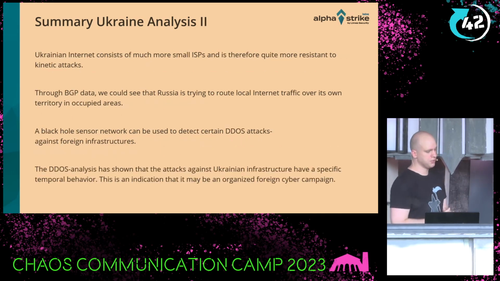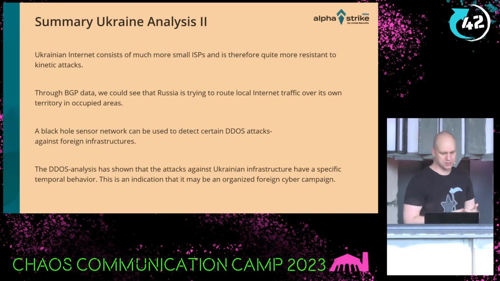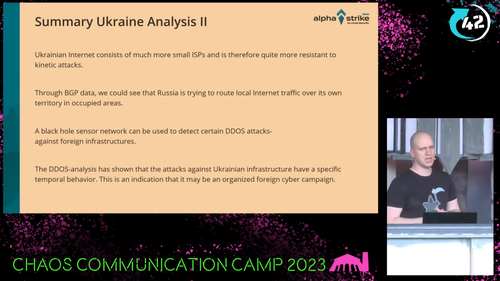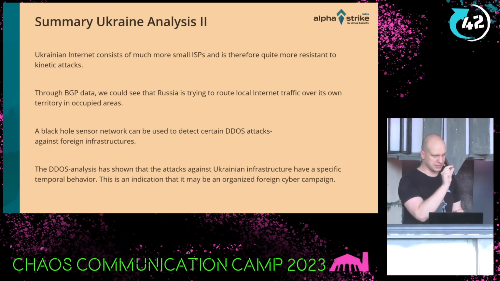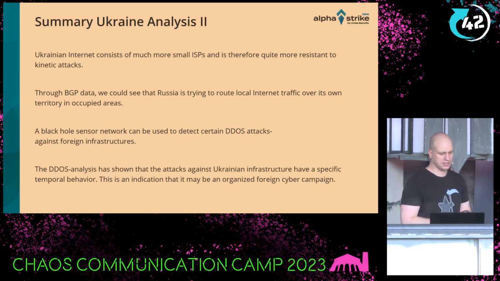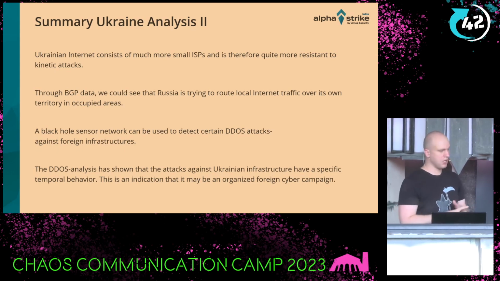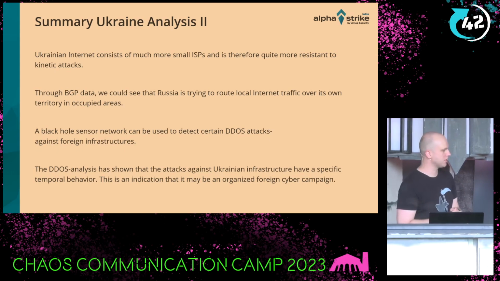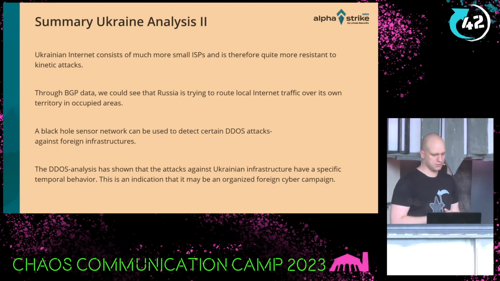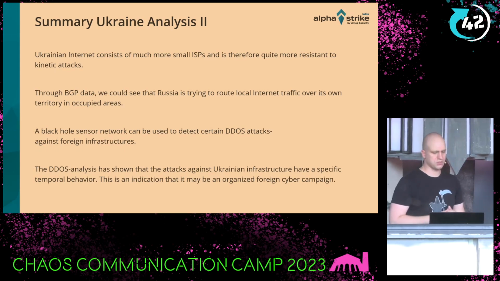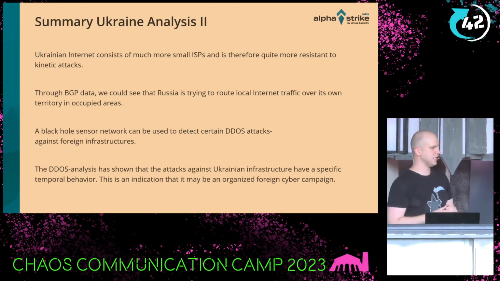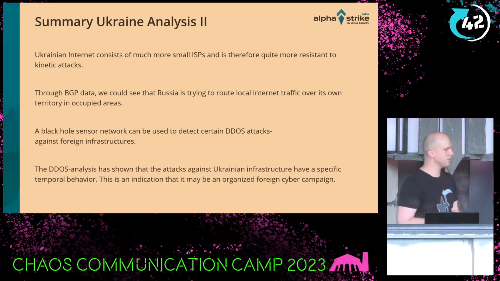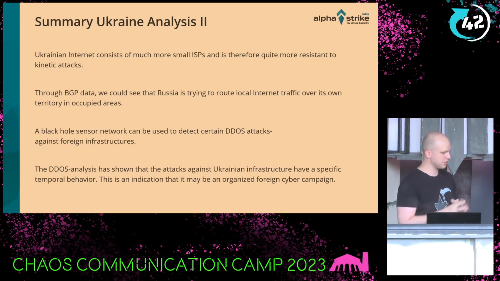We have also learned that the Ukrainian internet consists of many more small ISPs compared to Germany. They are much more resilient because more than 50% of the end clients are served by very small ISPs that each serve less than 1% of all clients. We can use the BGP data to understand who is trying to capture critical infrastructure, especially communication infrastructure, and to route traffic through their own country, for censorship for instance. And we have also learned that we can use the blackhole sensor network to understand who is the victim in the Ukraine for a certain type of DDoS attacks.